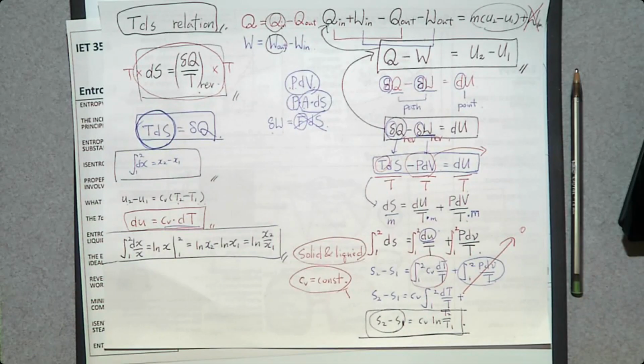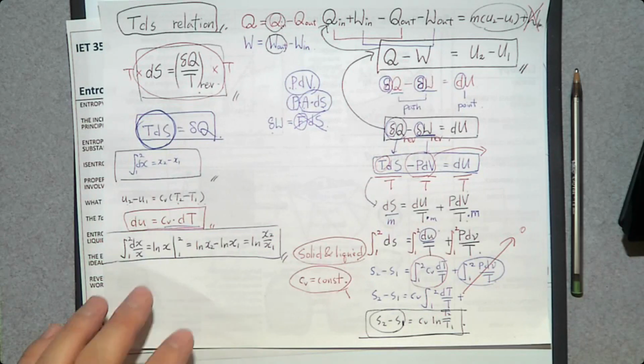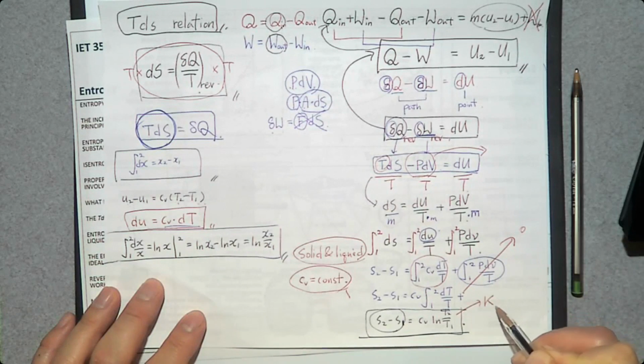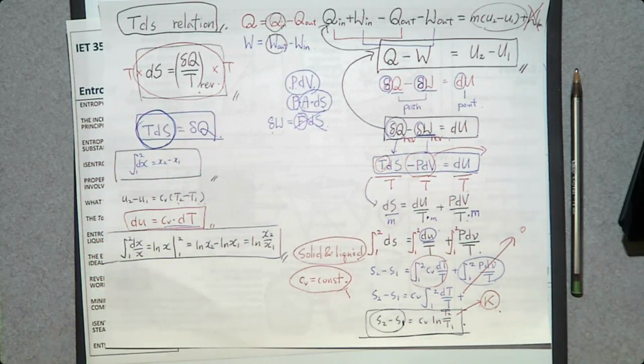Any question? When you have a new equation that contains T, you should have one question. What is it? What unit is this? Celsius? Kelvin? It should be in Kelvin. So whenever you have a solid or liquid, that's how you determine entropy change.